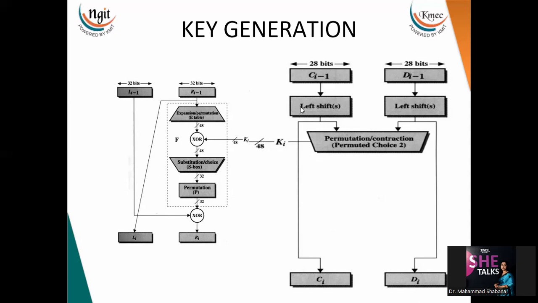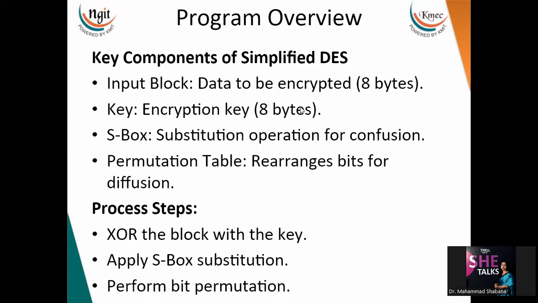So this is about the key generation. Let us discuss the programming overview. Here, in the C implementation of the Data Encryption Standard algorithm, we are taking the input block of 8 bytes of data which is to be encrypted, and we are taking an 8-byte encryption key. We are applying the substitution box and permutation table for confusion and diffusion.